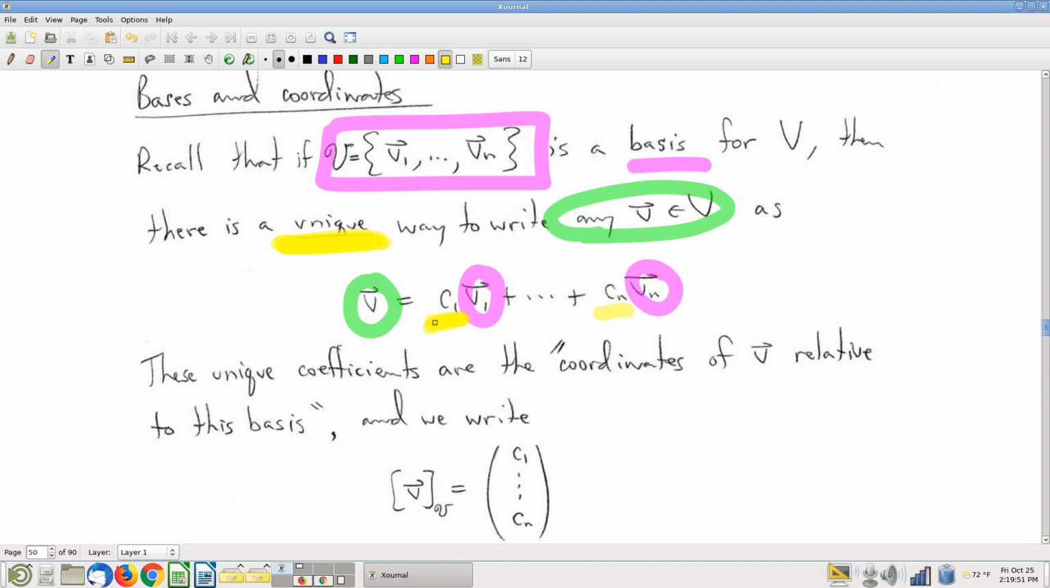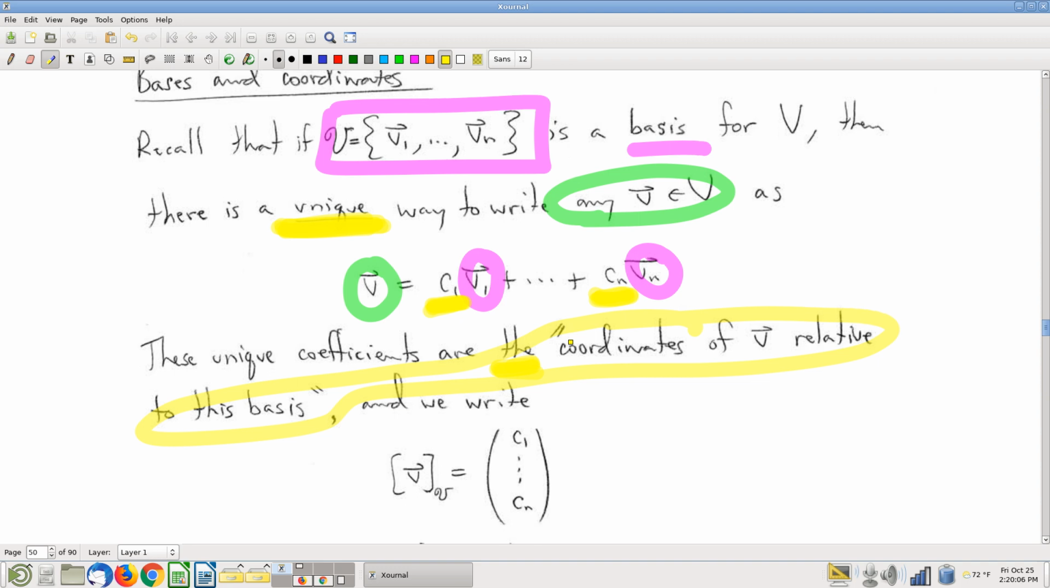These numbers here, they're not just some numbers that work. These are the numbers that work, and so we're going to call them the coordinates of that vector relative to that basis. Right? And so here's the notation that we use. Those coordinates written as a column vector. We're going to use square brackets. This is straight out of the book notation, by the way. The vector that you're writing as a linear combination of the basis vectors goes inside the square brackets.